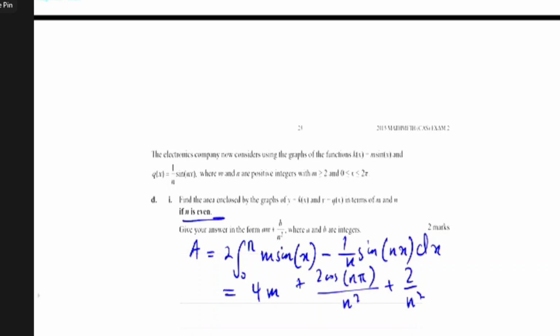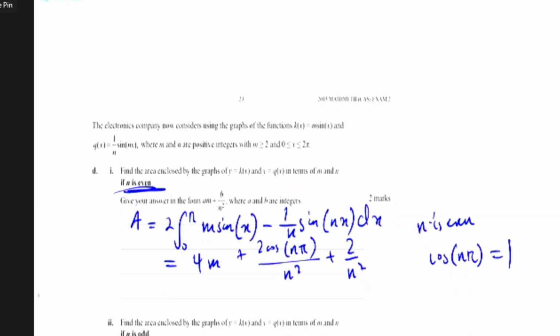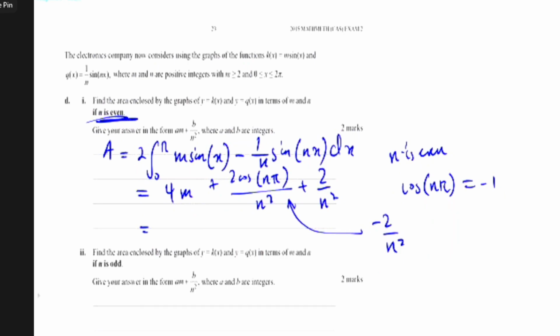And here n is even, so when n is even, cos n pi will always equal 1, no matter what number. So cos 2 pi or 4 pi will always equal 1. So that means this whole thing will, sorry, not 1, negative 1. So that means this whole thing will just equal negative 2 on n squared. So then this will cancel out with this, and so you just get 4m, and if you write it in the form of this, it's just 0 divided by n squared.